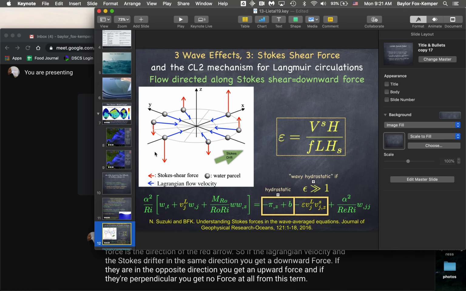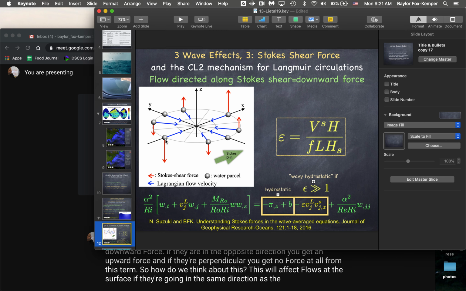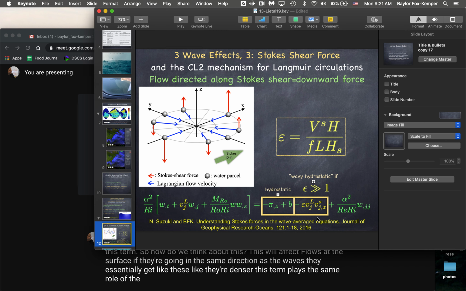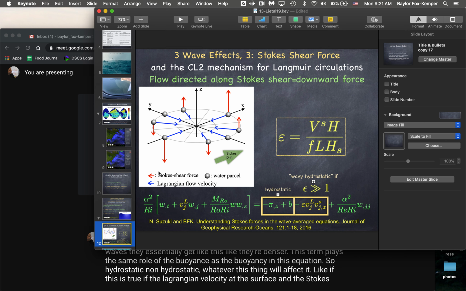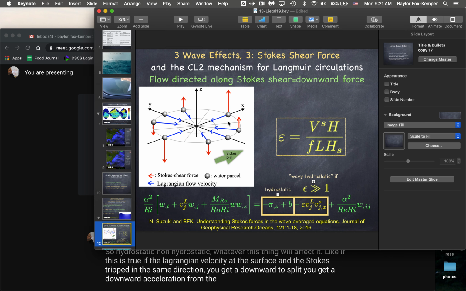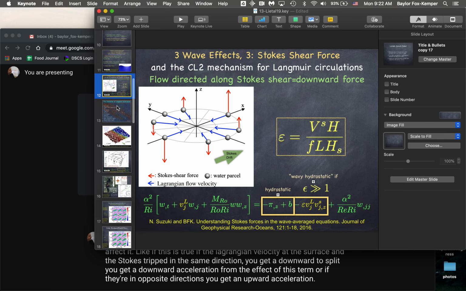So how do we think about this? This will affect flows at the surface. If they're going in the same direction as the waves, it's like they're denser. This term plays the same role as the buoyancy in this equation. So hydrostatic, non-hydrostatic, whatever, this thing will affect it. If the Lagrangian velocity at the surface and the Stokes drift are in the same direction, you get a downward acceleration from the effect of this term. Or if they're in opposite directions, you get an upward acceleration. So that's basically the idea.